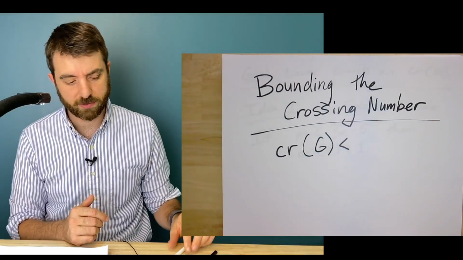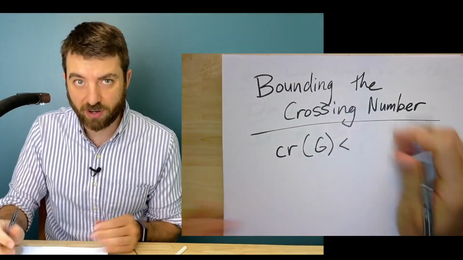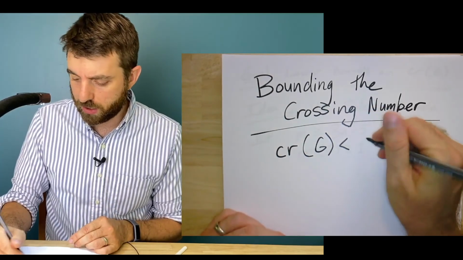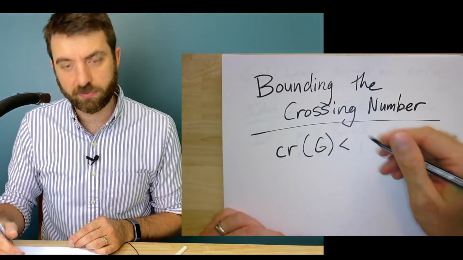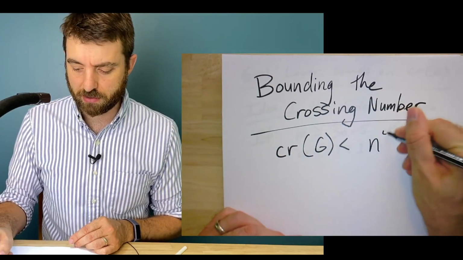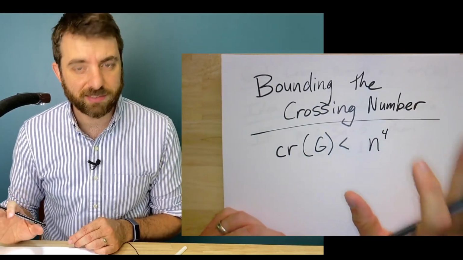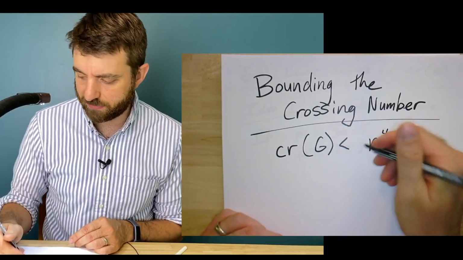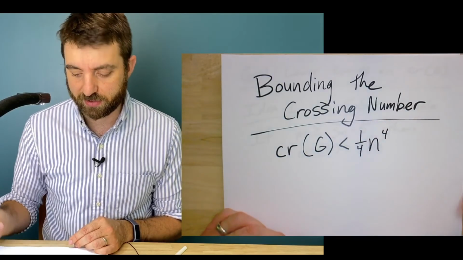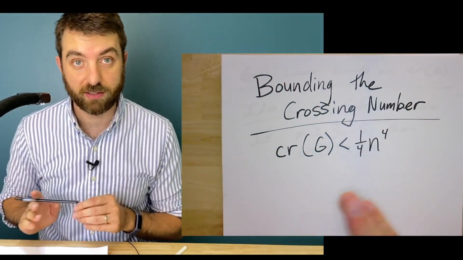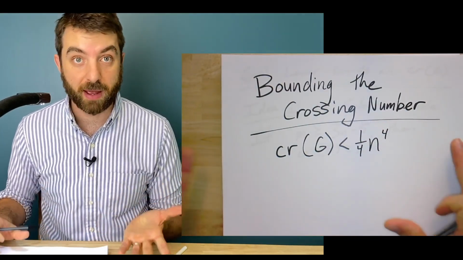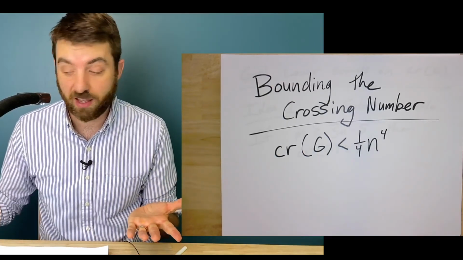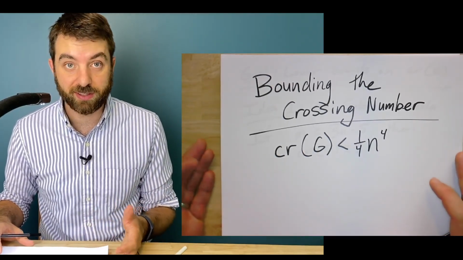For non-planar graphs, we know there should be at least 1, but I think we could do better in terms of lower bounds. So let's start with this. First, the upper bound we started with last time was that the crossing number for G was less than n to the 4th. And we were a little sloppy. We cut out some factors of 2. You might write this a little bit more carefully, something like 1/4 n to the 4th. So that's our upper bound. We know there's not more than that. But is the situation really that bad?